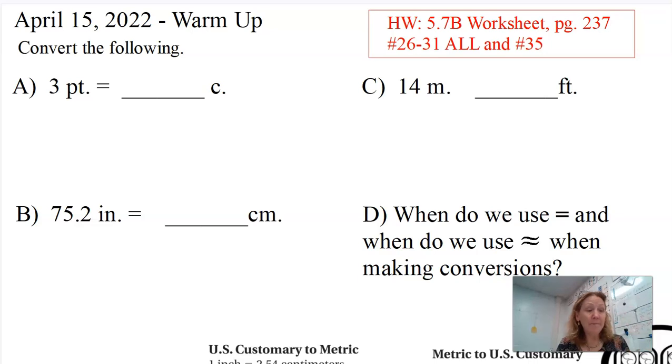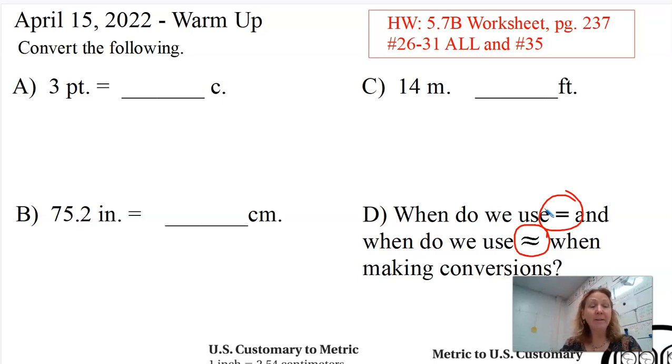Okay, so here's the warm-up. I'm asking you to practice converting on A, B, and C, and then D is just a general kind of question that says, when do we use the equal sign, and when do we use this, which means approximate sign? When do we use those for making conversions? Okay, so I'm going to do A with you, and then you should pause the video and try B, C, and D on your own.